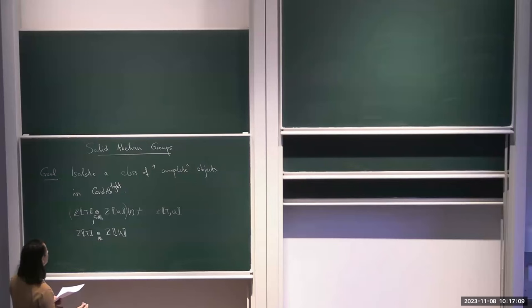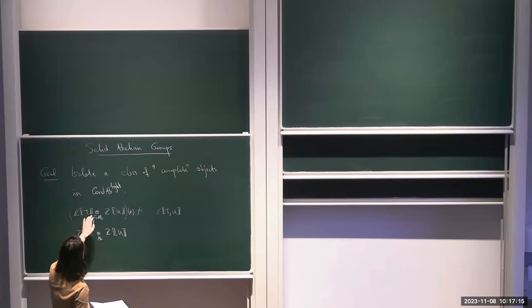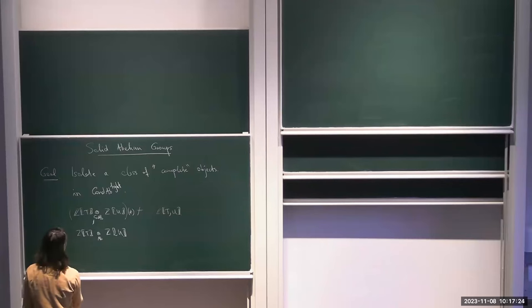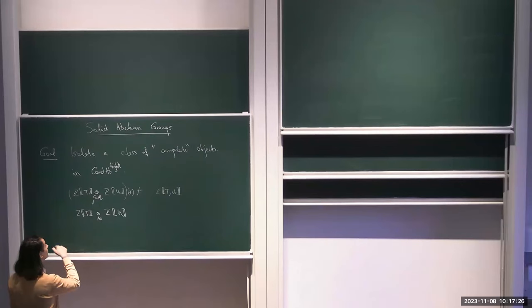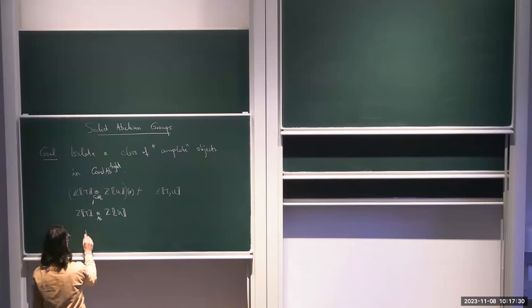And so the idea is that you would want to define a subclass of complete objects, and then whenever you want a tensor product, you would like to complete that, and then hope to get a reasonable answer instead. So the idea is to form completed tensor products.